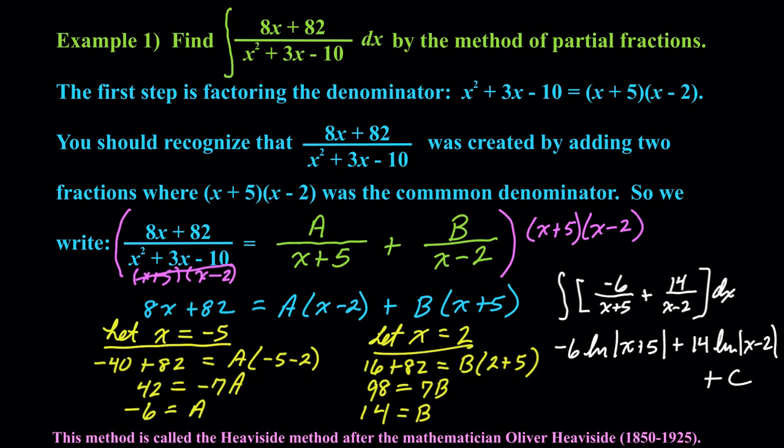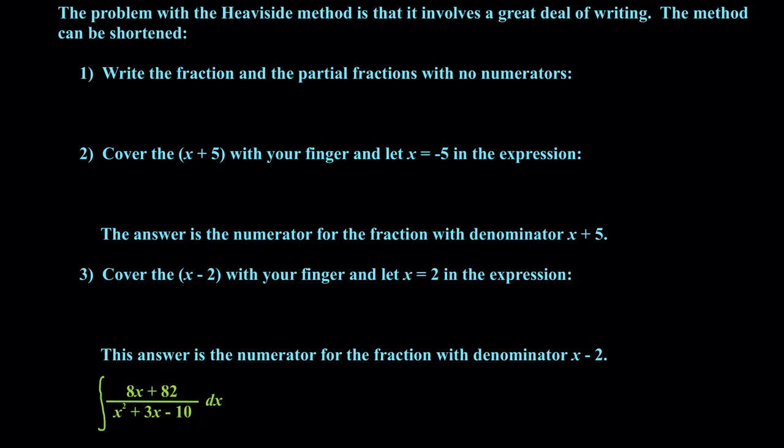Now, this process right here, or this method of being able to solve partial fractions, is called the Heaviside method, named after the mathematician Oliver Heaviside. All right, so the problem with the Heaviside method is it involves a great deal of writing. And so this method can be shortened down into a simpler process. All right, so let's look at the first step in this. We're going to write the fraction and the partial fractions with no numerators.